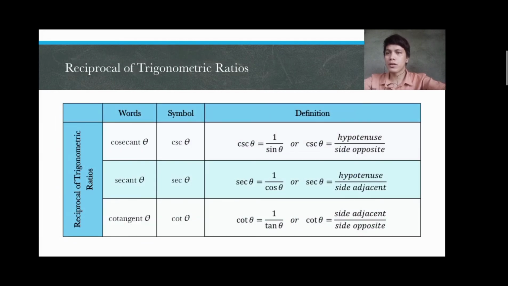We also have the reciprocal of those trigonometric ratios. First, we have the cosecant theta, in symbol csc theta, the inverse of sine theta, and that is equal to hypotenuse over side opposite. Next, we have the secant theta, in symbol sec theta, and that is the inverse of cosine theta, and that is equal to hypotenuse over side adjacent. And lastly, we have cotangent theta, in symbol cot theta, the inverse of tangent theta, and that is equal to side adjacent over side opposite.